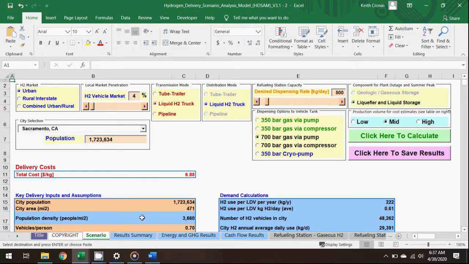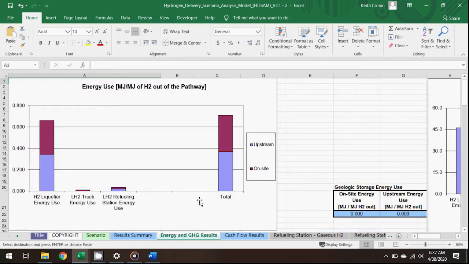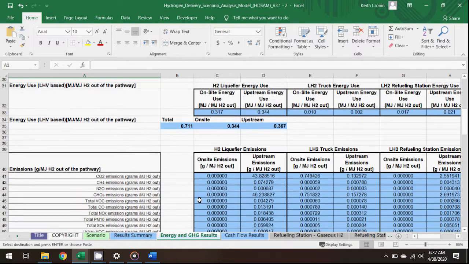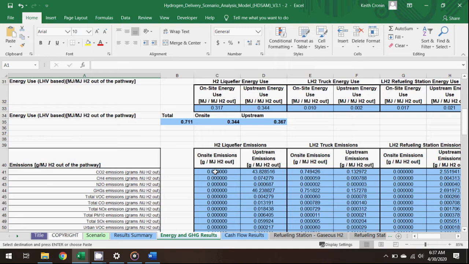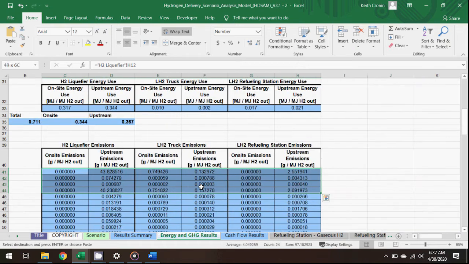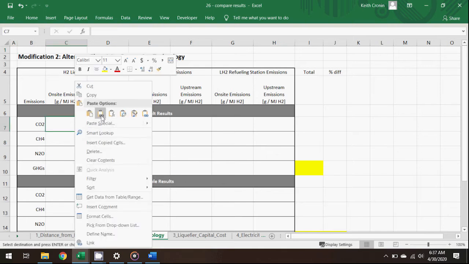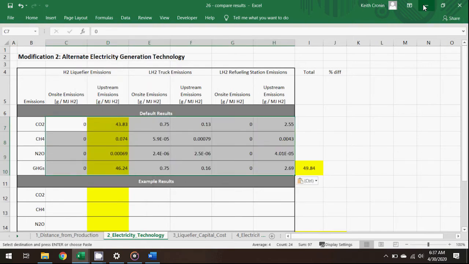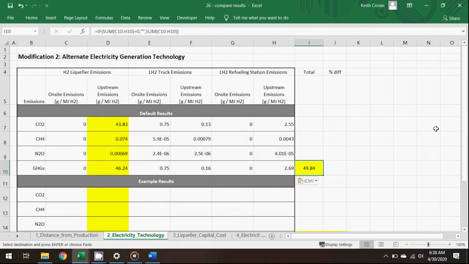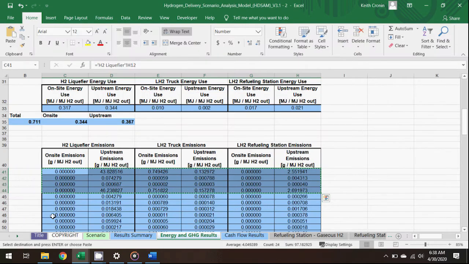For the second modification, I'll bring up a new model workbook where I've already run the model with my default inputs. And for this modification, I'll look at the impact on greenhouse gases resulting from changing the electricity generation technology from the U.S. average mix to the California mix on the H2 liquefier worksheet. I'll copy the default results for GHGs on the Energy and GHG results worksheet. The result for total GHGs is about 50 grams per megajoule of hydrogen.